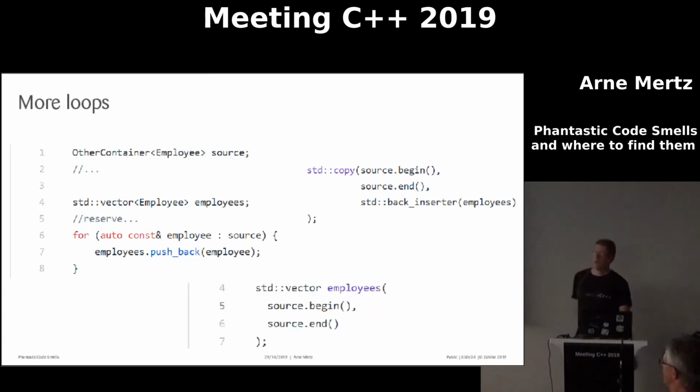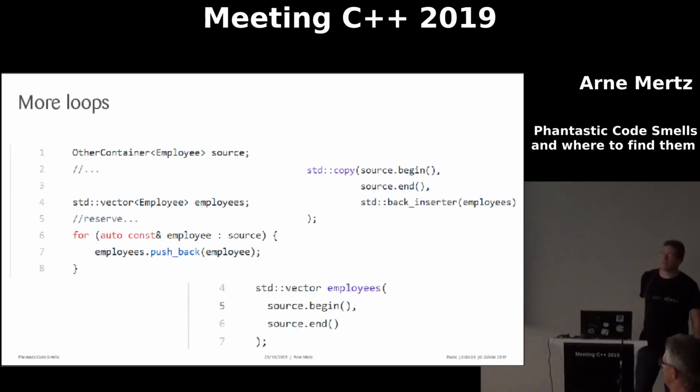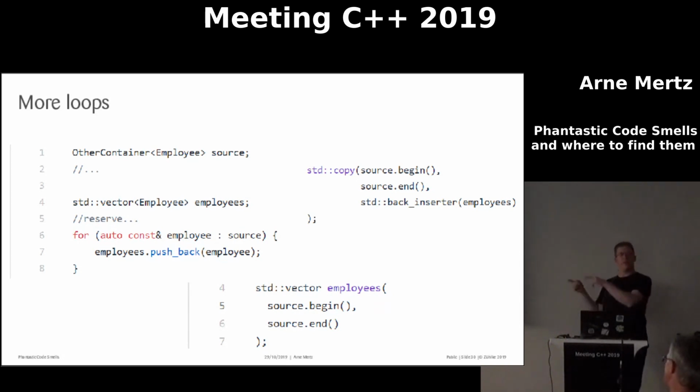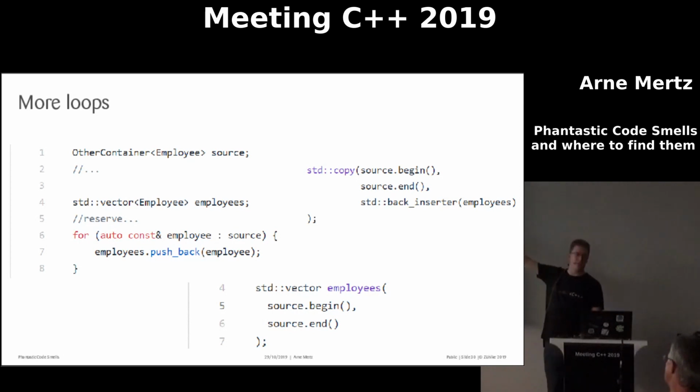Now, std::vector has a constructor that takes two iterators and just does the copying. We don't have to use algorithms for everything. We have to know our library. So use the correct constructor, and you just don't need the algorithm. You don't even need the reserve because this constructor does the reserve for you if it can.